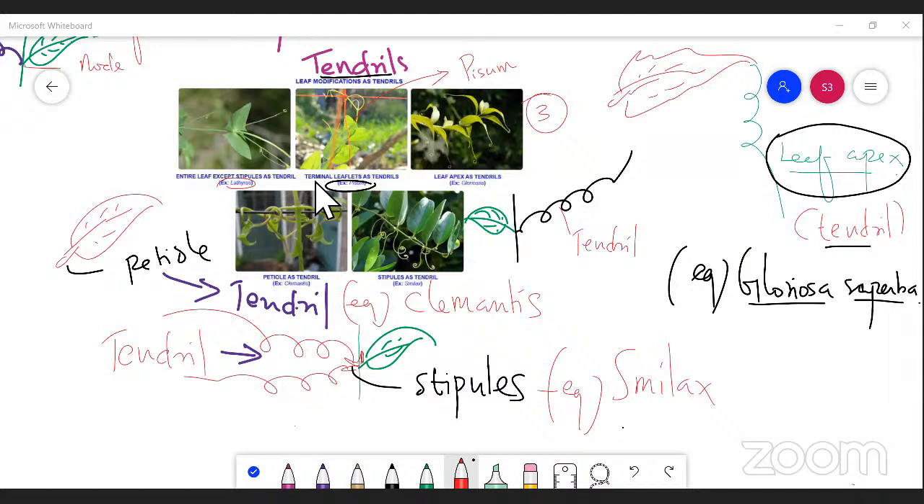Plants in which terminal leaflets are modified into tendrils? Naravalia. Very good. And where the entire leaf is modified? The first picture shows the entire leaf modified into a tendril.